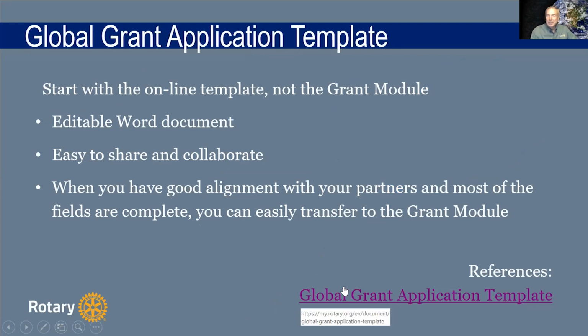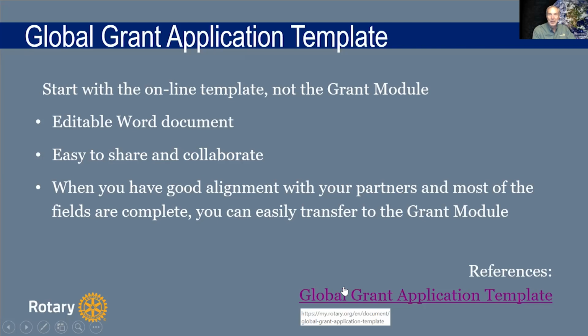Start with the online template. That's the one that I sent to you by email, and it's in the reference tab here. It's an editable Word document. If you work in the grant module, I've seen people get confused when they go to review it, because there's something in there that's not supposed to be there. All of the fields are kind of small so that you can see them on the screen, and there'll be stuff that you don't see if you're just scanning through.